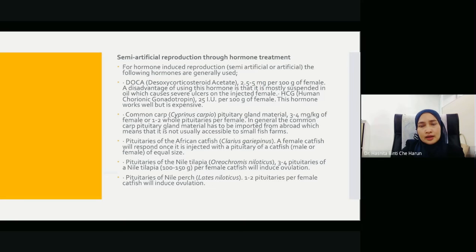So they have DOCA and also HCG, human chorionic gonadotrophin. They have the pituitary gland material. For instance, in the African catfish, they collected pituitaries from the male, and then they inject that suspension to the female catfish.